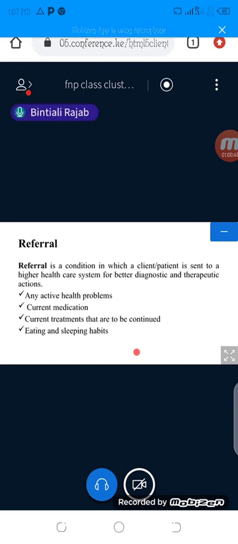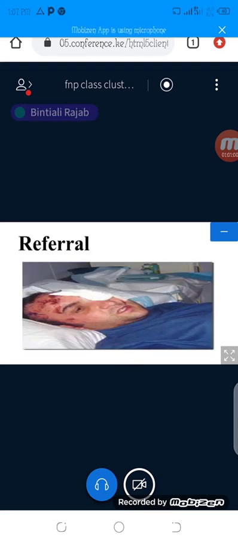So you refer when there's any active health problem, and you inform them about the patient's current medications, their current treatments, or their eating and sleeping habits. So that is just a picture telling us about referrals.